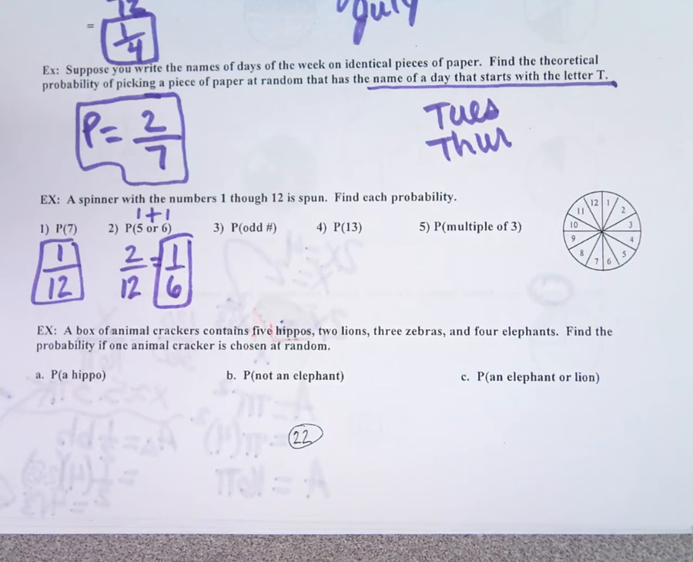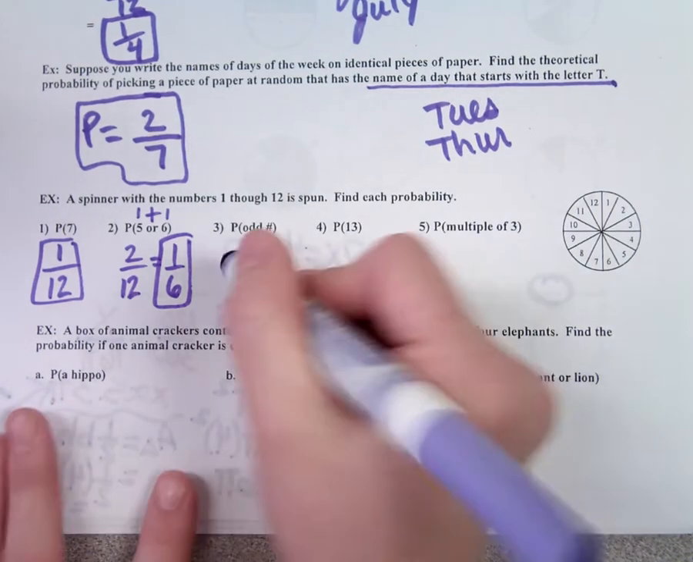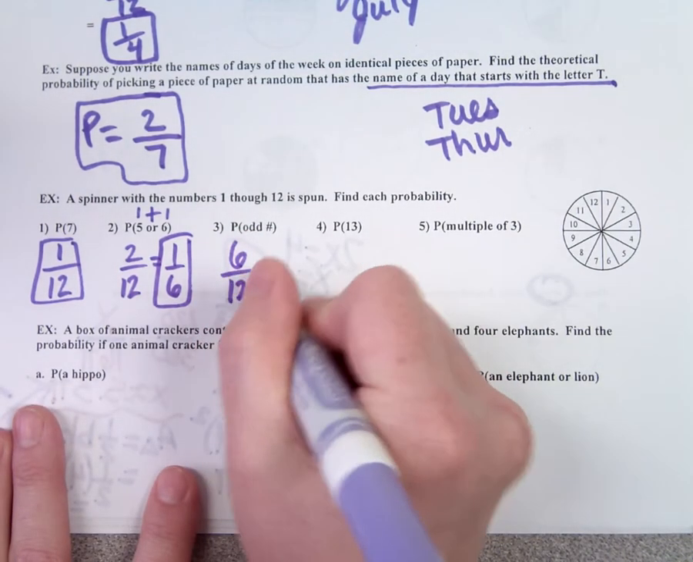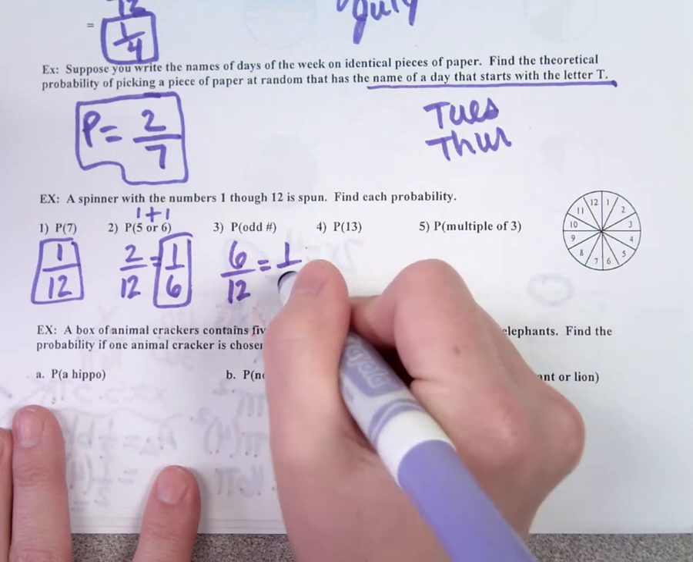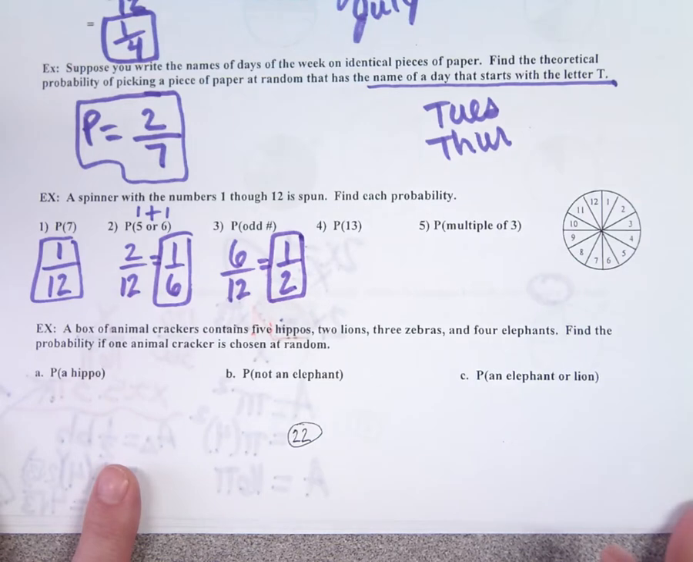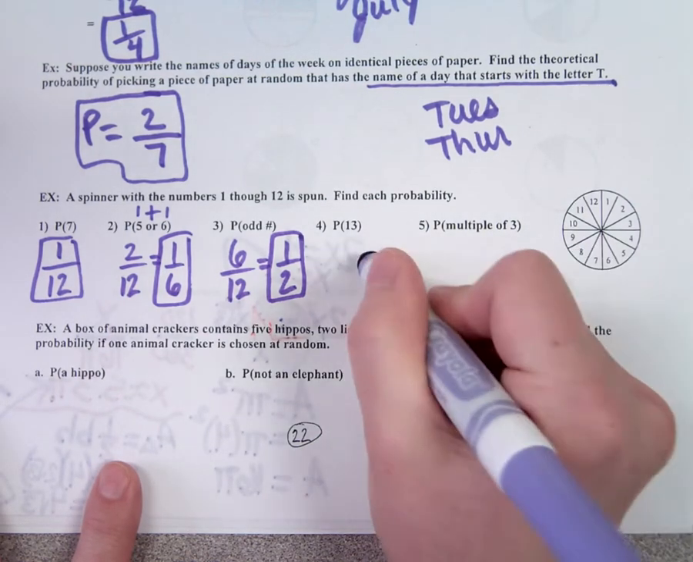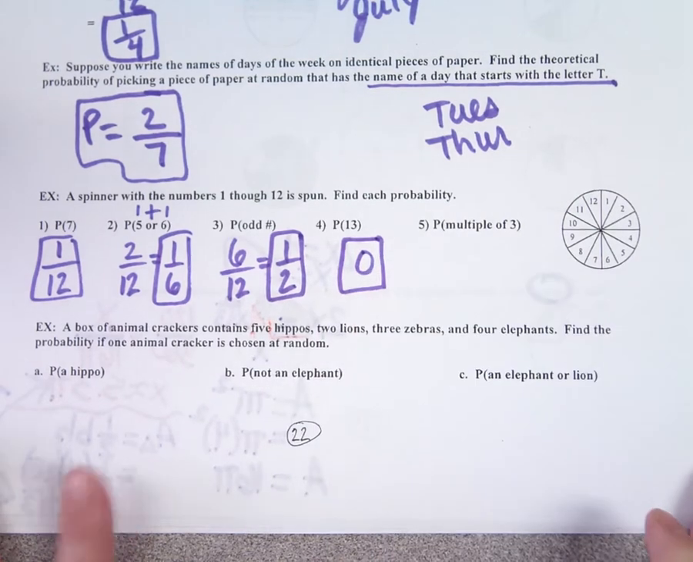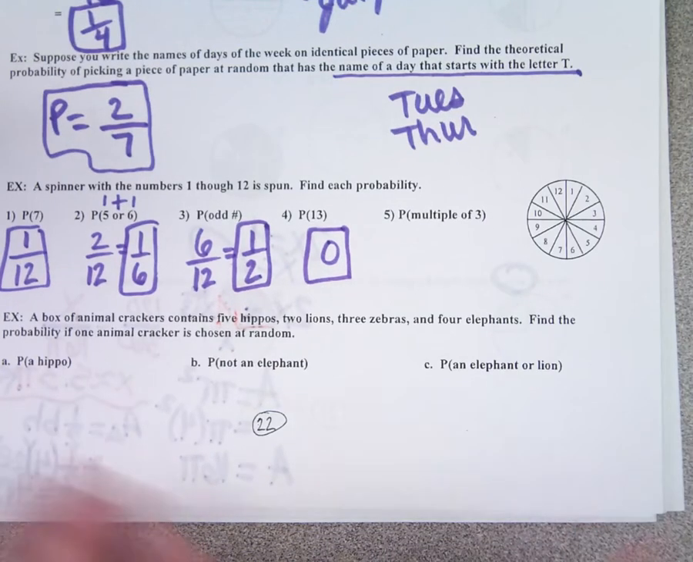Okay, what's your probability of getting an odd number? 6 out of 12, which would reduce to... so I have a 50% chance of spinning an odd number. Okay, what about the probability of spinning a 13? 0. There's not a 13. There's no way it can happen. So that is not something you'd want to bet on.